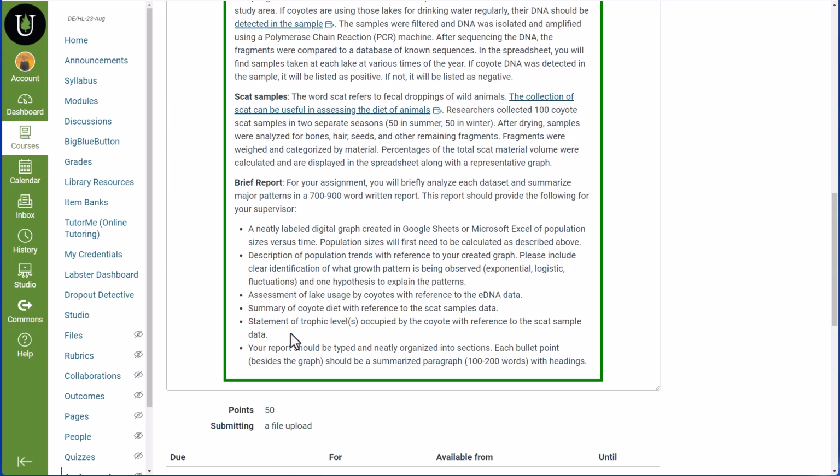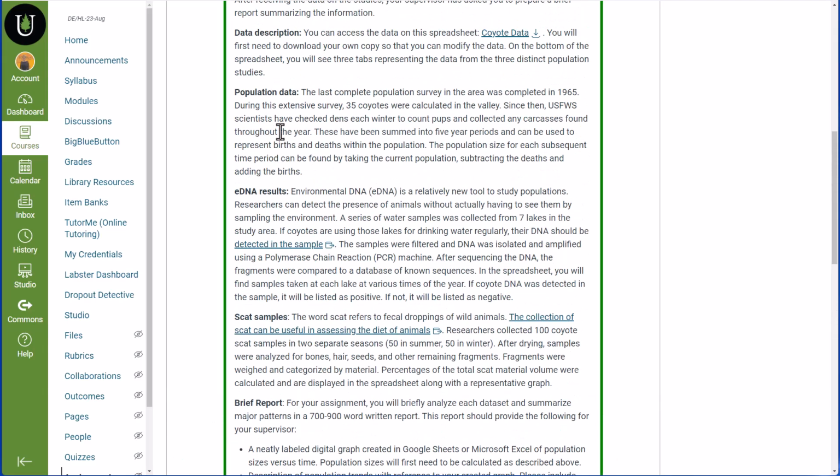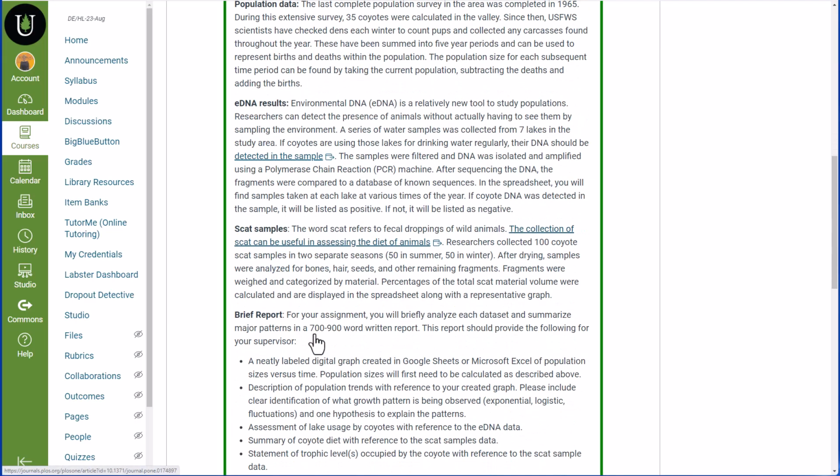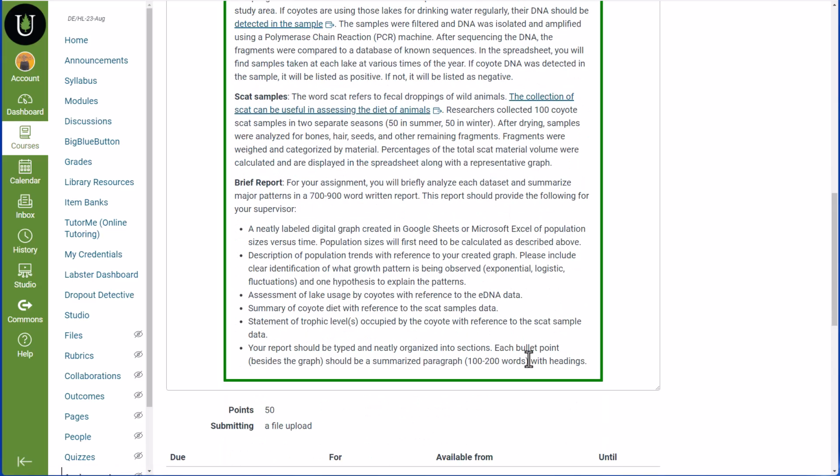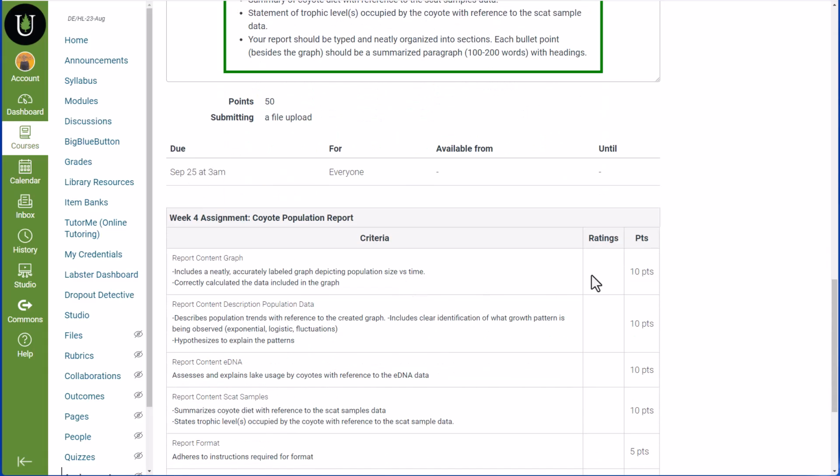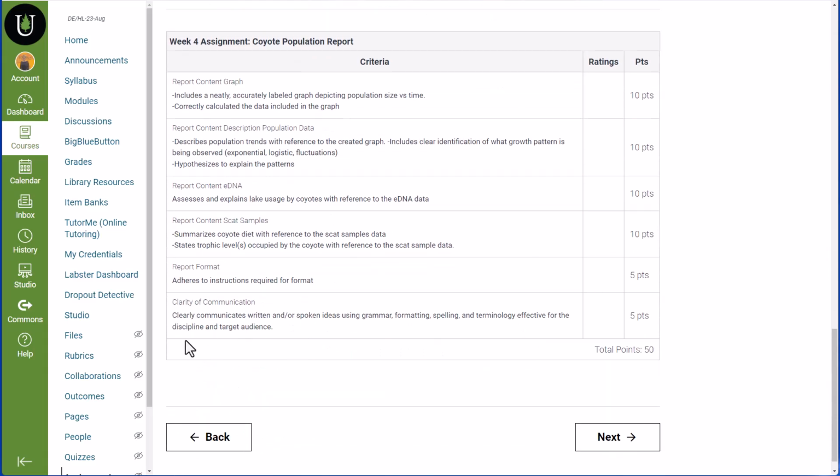So everything that's on this bullet point should be like a little section in your paper. So you really will have essentially 3 different sections: the population data, the eDNA, the scat sample data, and an explanation of each of those data sets. Create headings for each of those areas. You need to have the graph produced either using Google Sheets or Microsoft Excel or some other program you might use to create graphs, but it needs to be something that you create electronically. Always make sure that you look at the rubric to see how it's going to be graded.